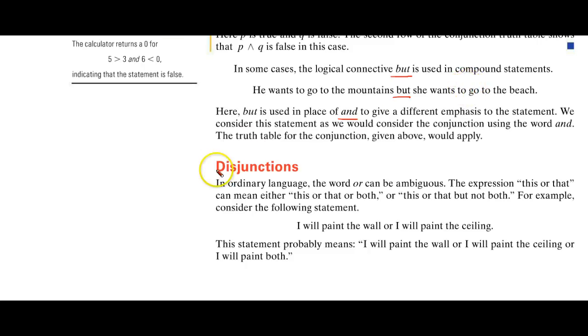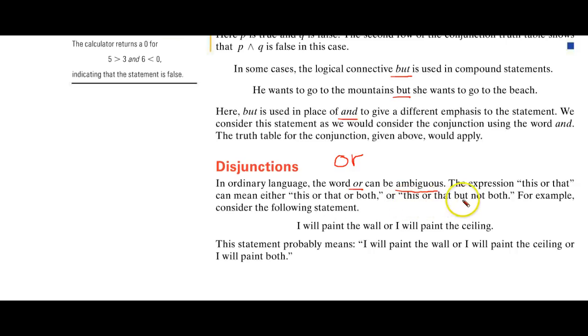All right, let's go on now to the disjunction. Here we're going to use the word or, where only one, but not or both, may be true, but at least part of it is true, then it is a true statement. So let's read this. In ordinary language, they say the word or is ambiguous. The expression this or that can mean either this or that or both.